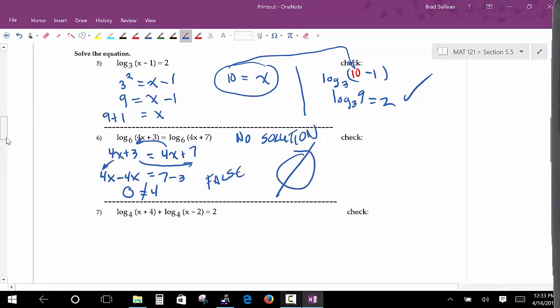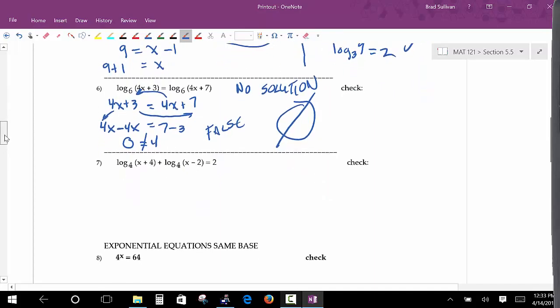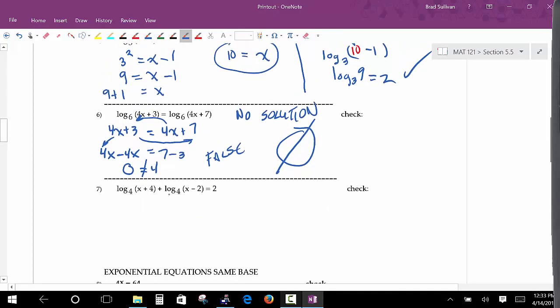Okay? All right, and then the last one, what you have to do on this one is put these two logs together into one log. How did you do that? You multiply, right. We have the property that says the sum of the logs is just one log of the product of those two things. So that's how you should have started the problem. Now you're writing exponential form. You're going to have 4 to the second equals x plus 4 times x minus 2, like this.